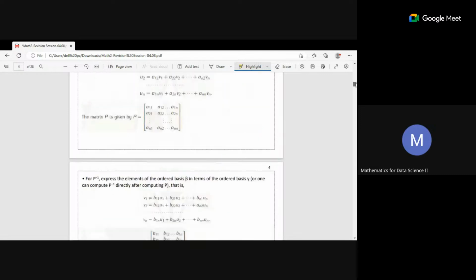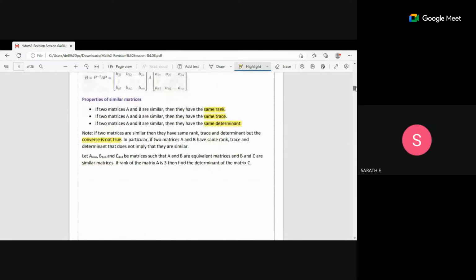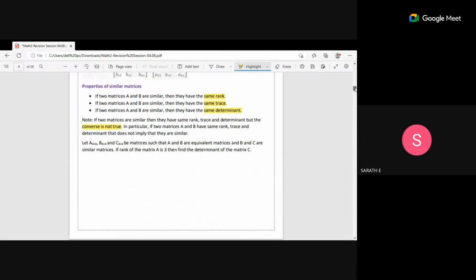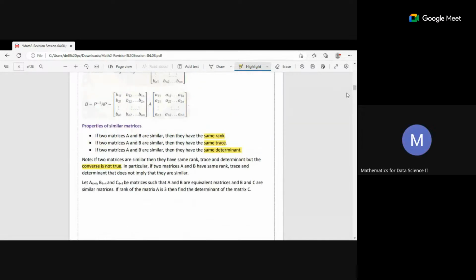Okay. For that, we need to solve for PB equal to AP, right? And find if it's like. Yeah, if they are similar, then you can find P. But in this case, we know that they are not similar at all. Yeah.